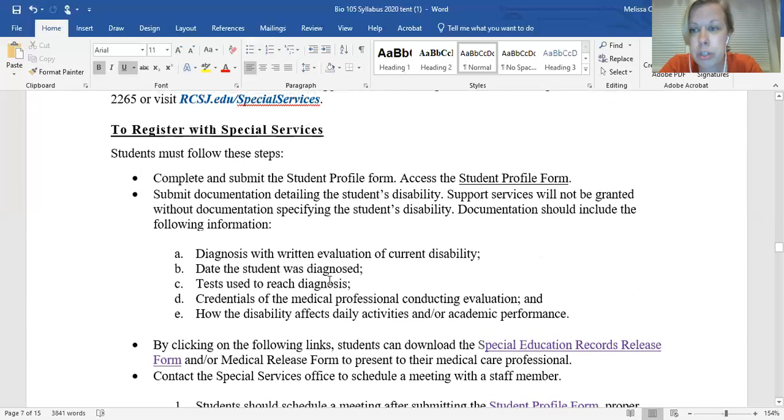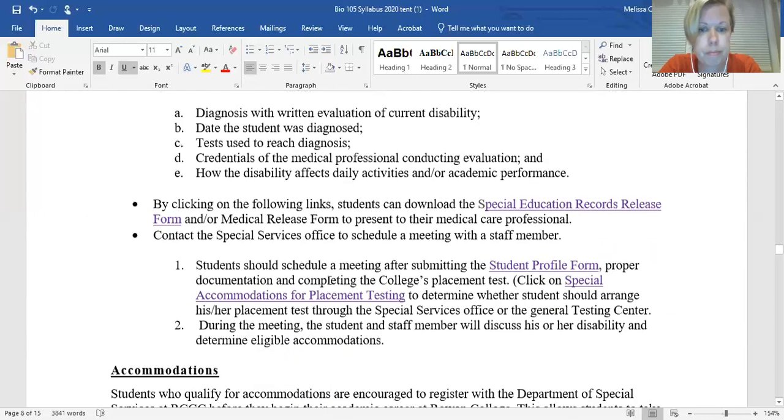So this is how to register with special services. So if you got special services in high school, you likely would also get them at college, but you do have to register.